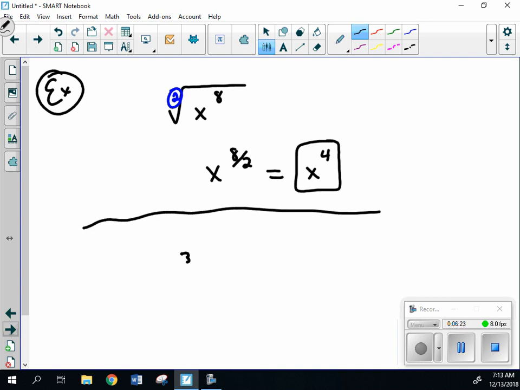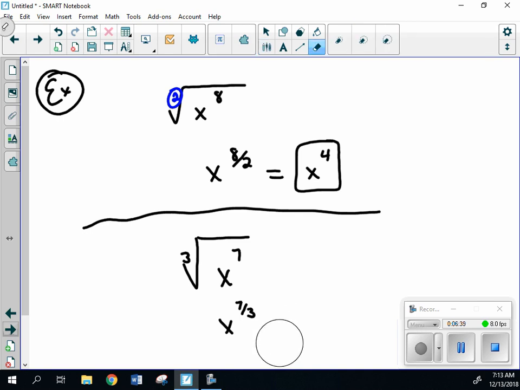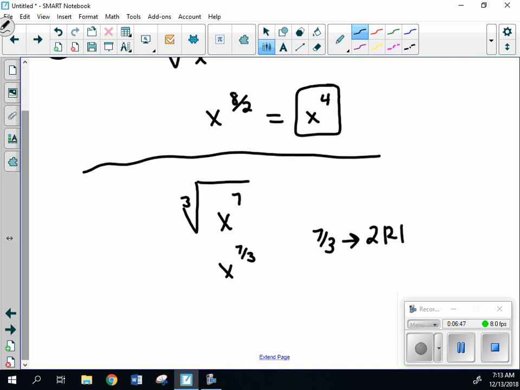If I were to have, say, the cube root of x to the 7th. Now this one doesn't work out so nicely. X to the 7 over 3, well, the 7 over 3 is realistically 2 remainder 1. So what that tells me is that 2 of the x's are on the outside, and 1 of the x's is still under the radical.